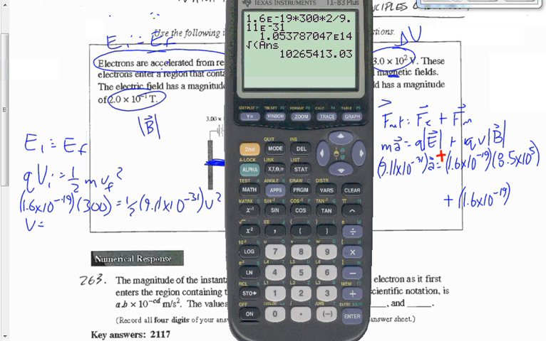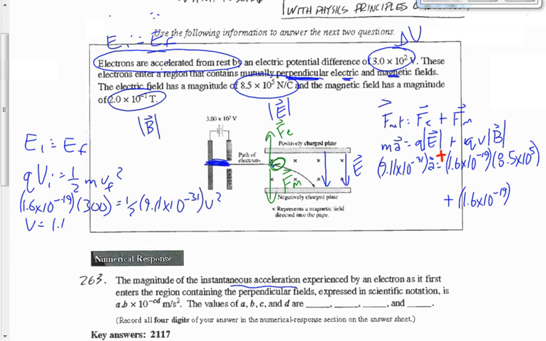And we're going to get 1.0265 times 10 to the 7 meters per second. Let's plug that in over here now. 1.0265 times 10 to the 7 meters per second times the magnetic field strength, which is 2 times 10 to the negative 1. Now, we're going to make that a negative value because we have the magnetic force drawn downwards.